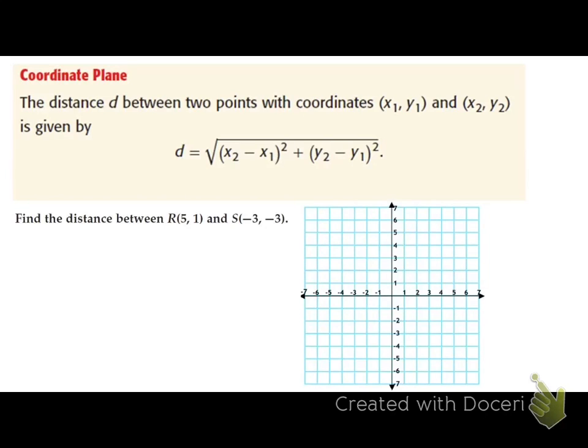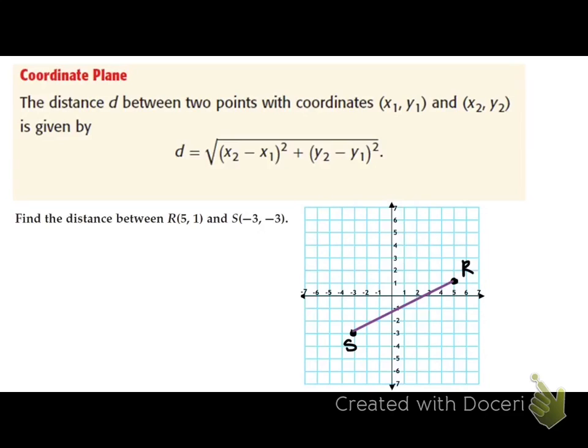So let's go and just graph in R. Kind of draw this one out. R right here. This is R. This is S. So I'm going to go back 3, down 3. And now I'm going to draw those 2 lines in.